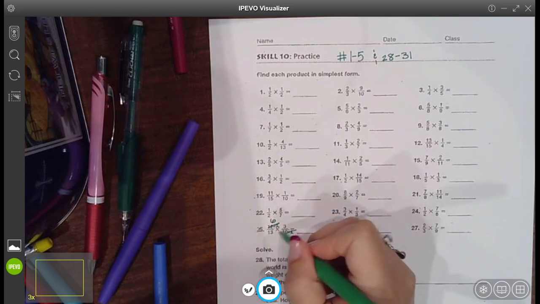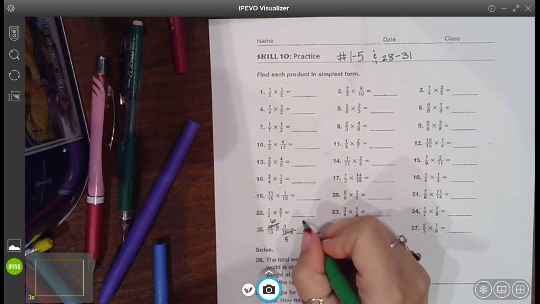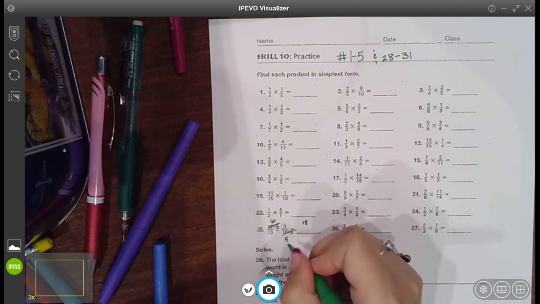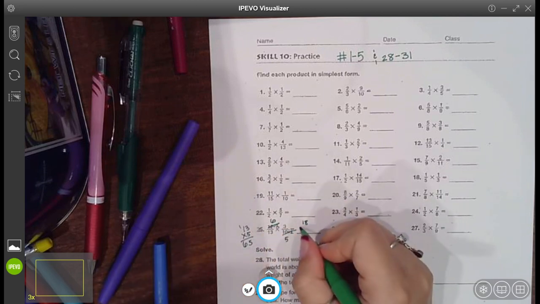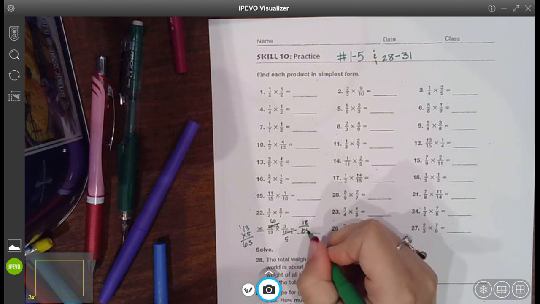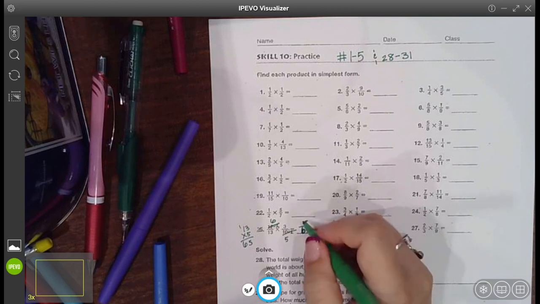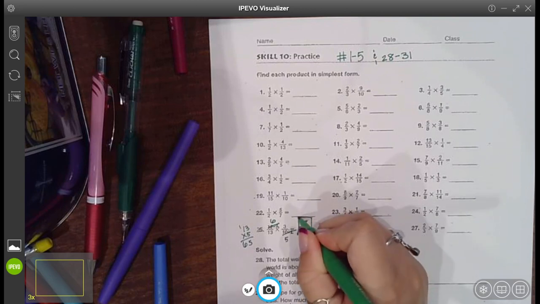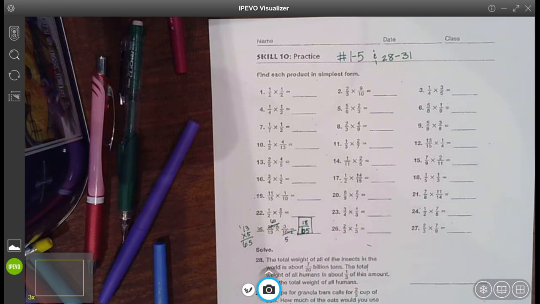Now you can't cross cancel these, so you just multiply across. 6 times 3 is 18, and 13 times 5, you may have to work that one out. You get 15 plus 1 is 65, so you have 18 over 65. Now, nothing can go into both 18 and 65, so I'm done. If I could have reduced it, I would show what I could reduce by and then box my answer.